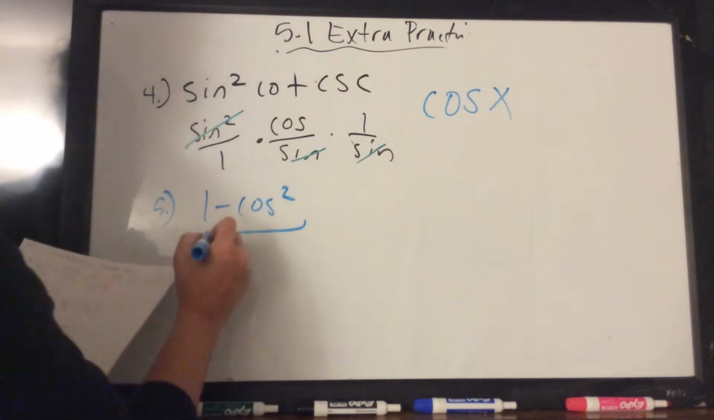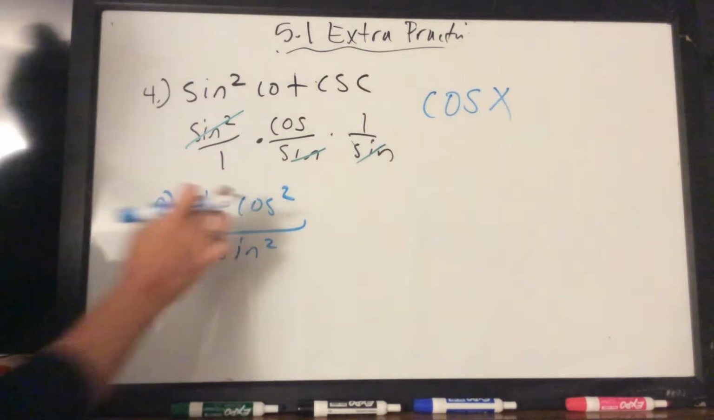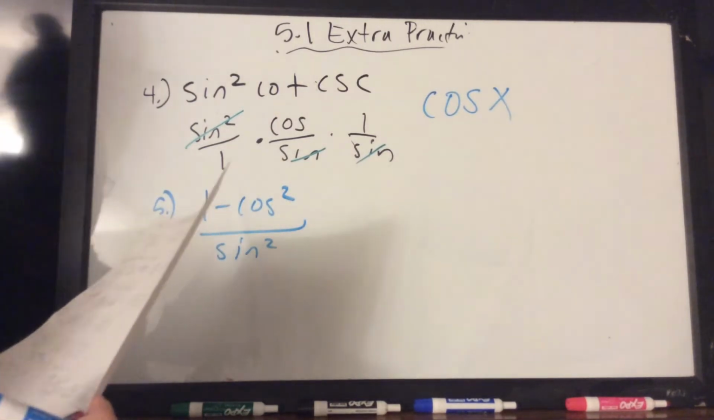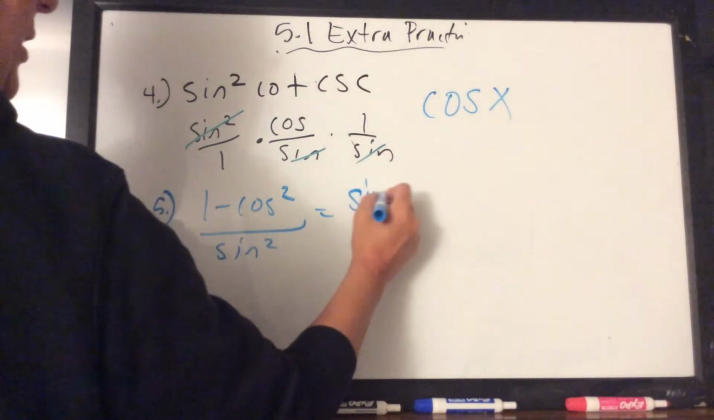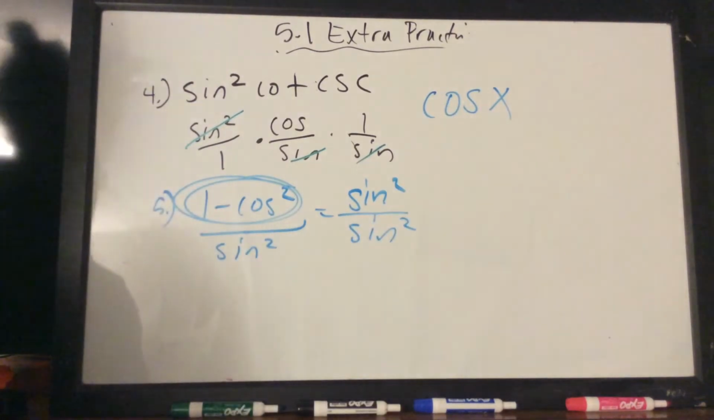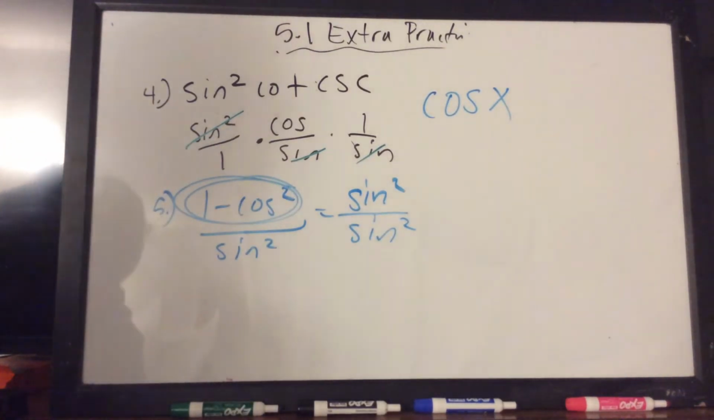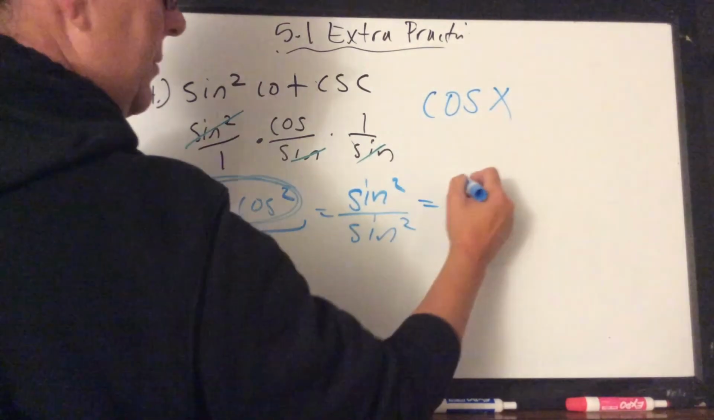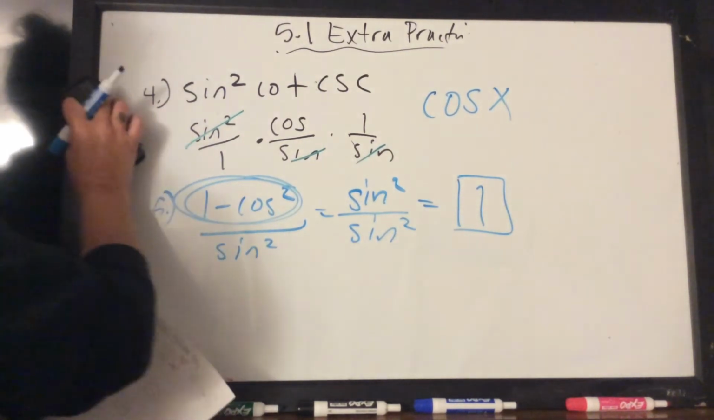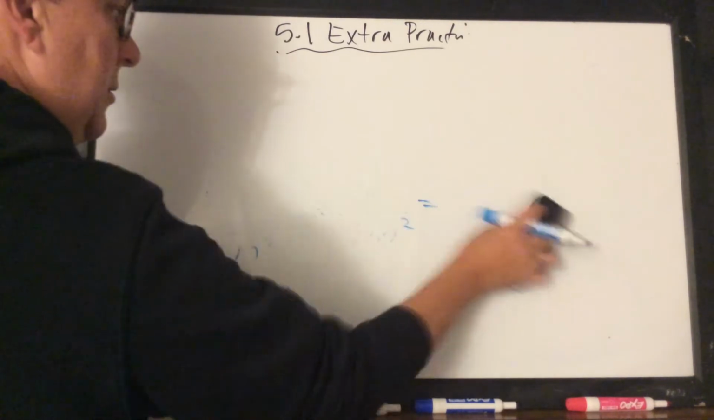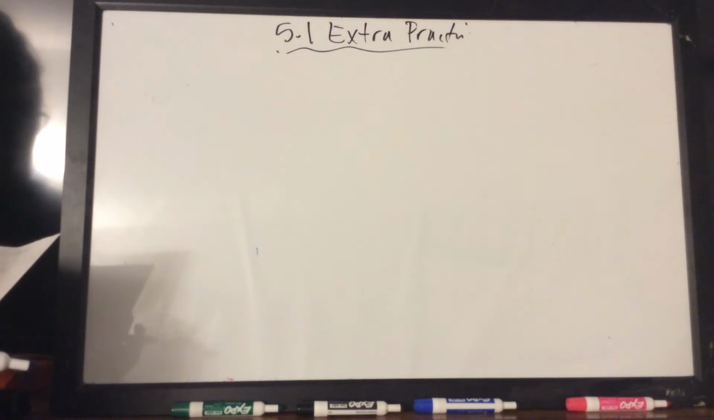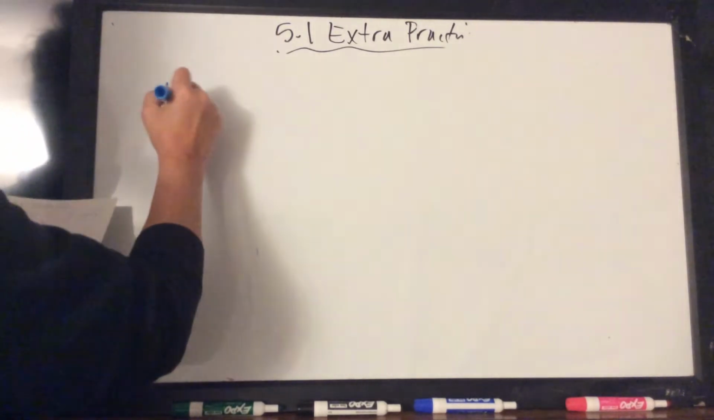1 minus cosine squared over sine squared. Trig identity, or Pythagorean identity, guys. 1 minus cosine squared. You're going to look at your Pythagorean identity. It is sine squared. You need to recognize those. Sine squared over sine squared. Again, I mentioned this in the last video. Some of you are still putting 0. That is not 0. It is 1. Okay? All right. Moving along, folks. That was number 5.